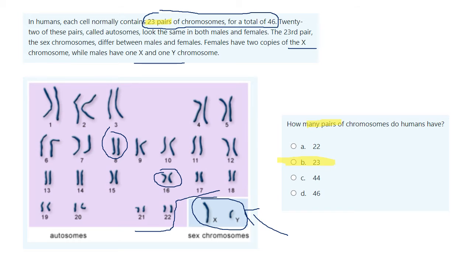The mother will always give an X chromosome, but if the father gives a Y chromosome, then it will be a male baby. If the father gives the X chromosome that it's carrying, then it will be a female baby. So the sex of the baby depends on the genetic inheritance from the father.